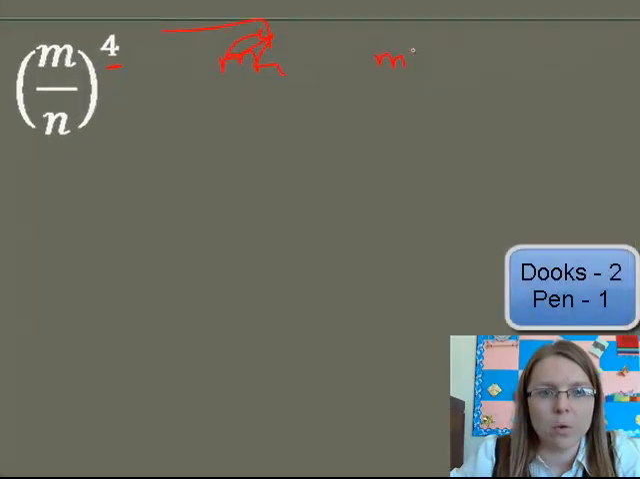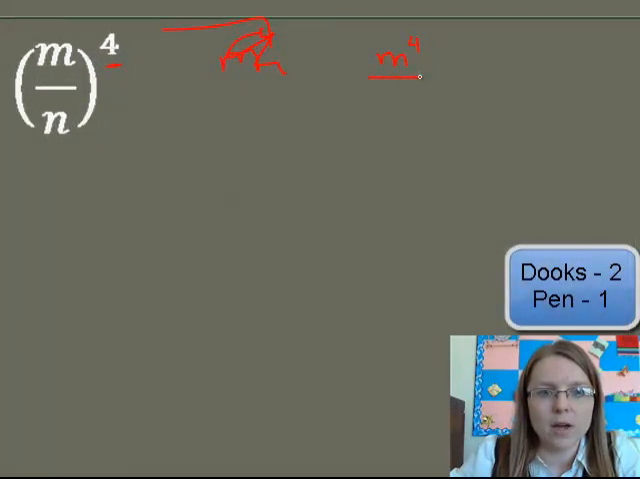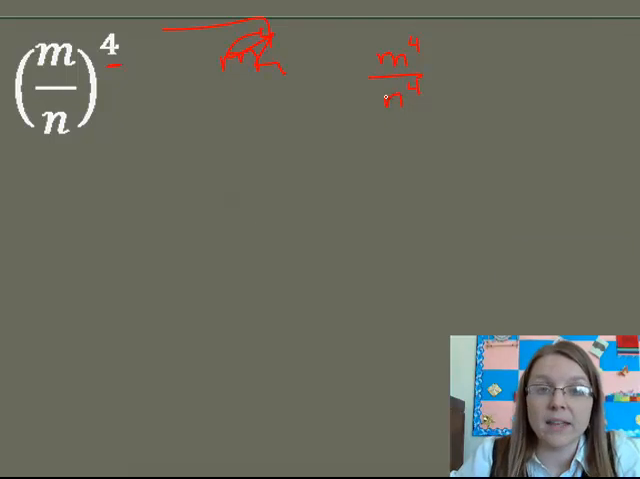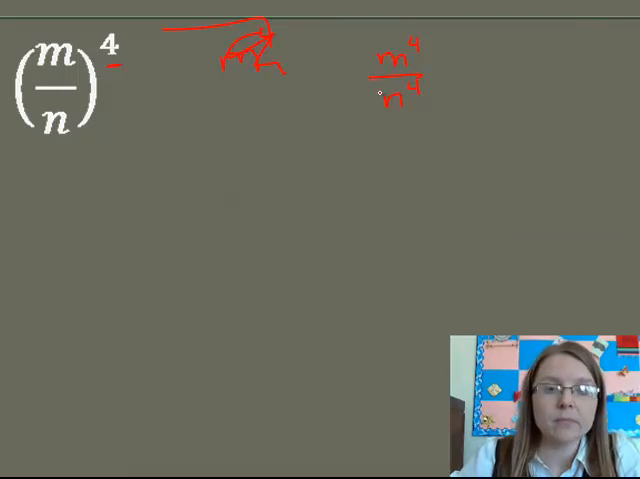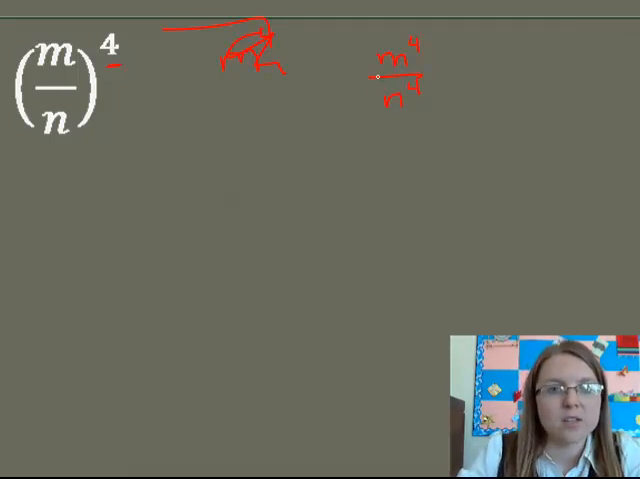So m to the power of 4. And then on the bottom we have n, and that also needs to get raised to the power of 4. And that's as simple as we can write that. So m to the power of 4 over n to the power of 4.